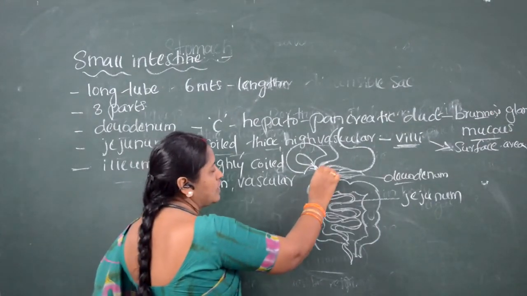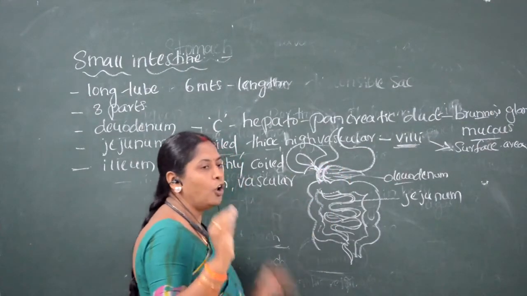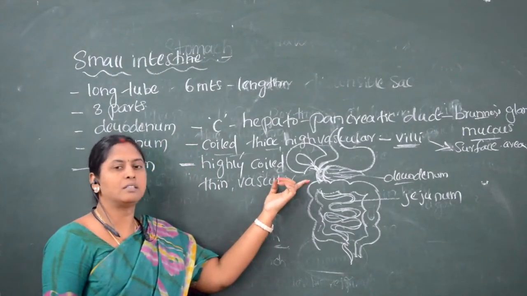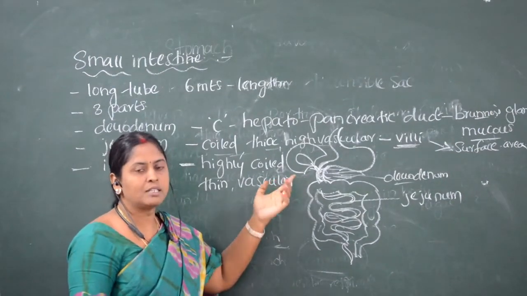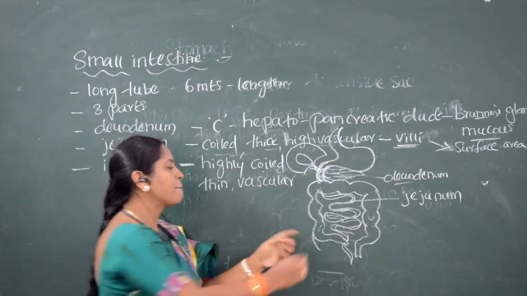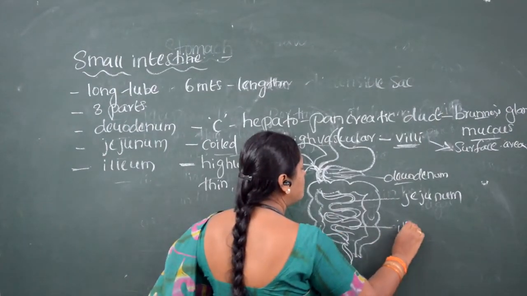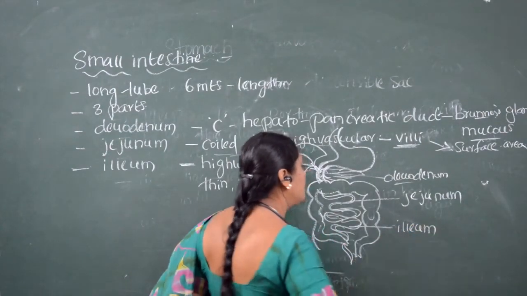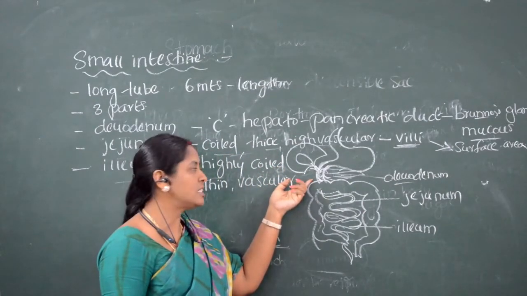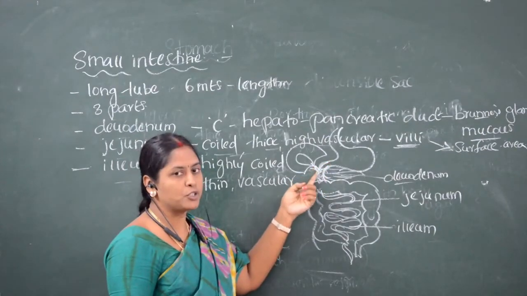Once again, see children, the small intestine is the long tube in the alimentary canal. The length of the small intestine is 6 meters. The small intestine consists of 3 parts: duodenum, jejunum, and ileum. Duodenum is a C-shaped structure which starts from the pyloric stomach.